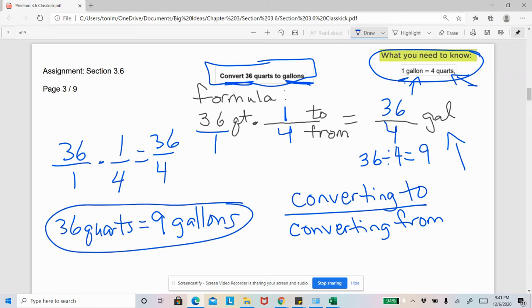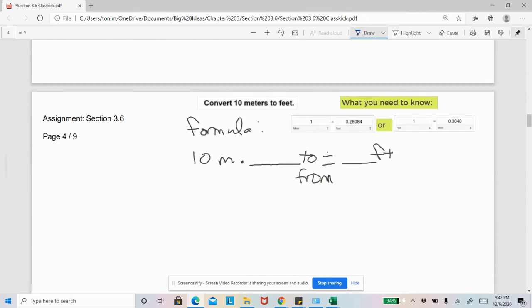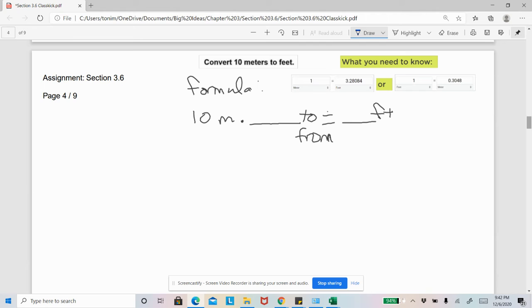And that's my answer. All right, so we're going to do another one. So here is 10 meters to feet. Remember I showed you on the internet, you can have it two different ways. I have meters to feet and feet to meters. It really doesn't matter which way we go here, it looks like, because there's no whole numbers on both sides. I'm going to use the meters to feet first. I'm going to show you both ways so you know that you're going to get the same answer.